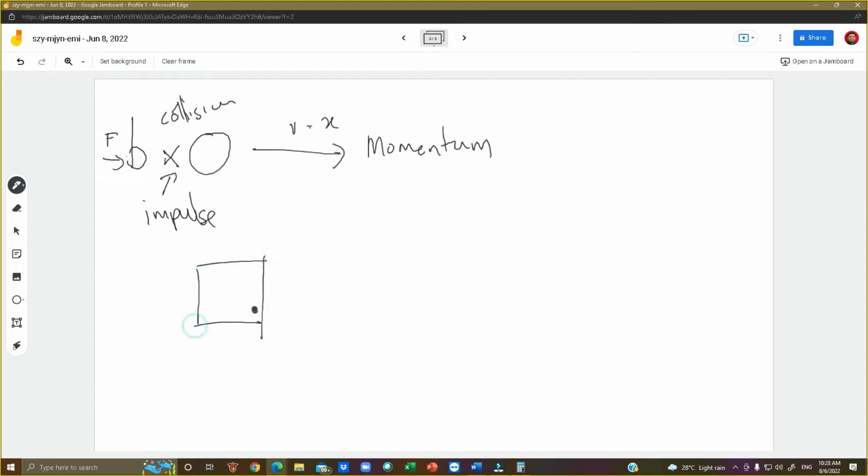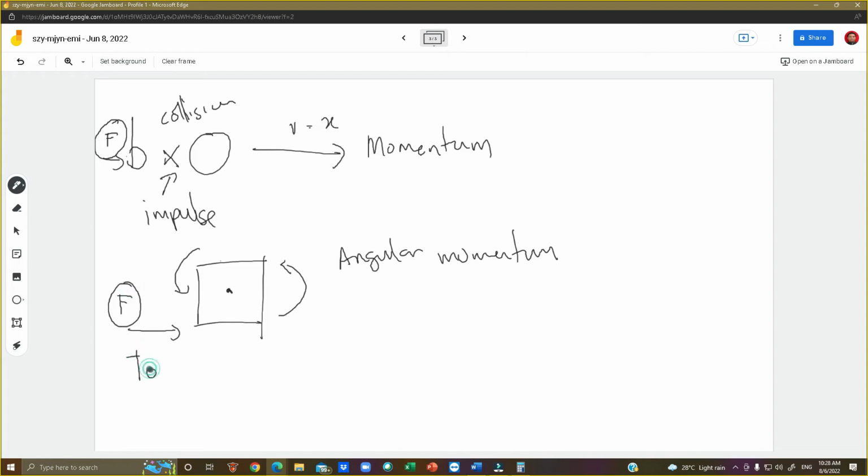However, for an object where you have an axis of rotation, and you apply an amount of force, it will cause movement. But this movement is rotational. This is angular momentum. How much movement is held by a system rotationally? So in linear, it is caused by force. In angular, it is also caused by force, but this force is known as torque.